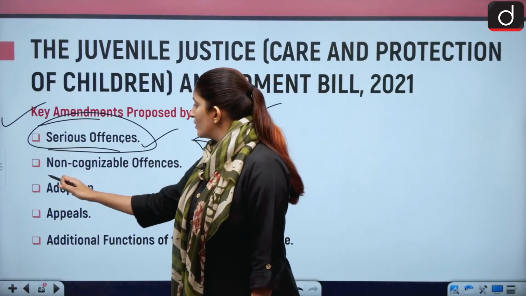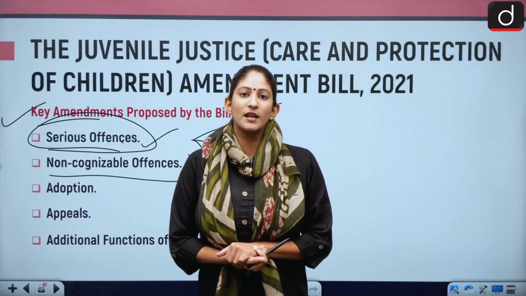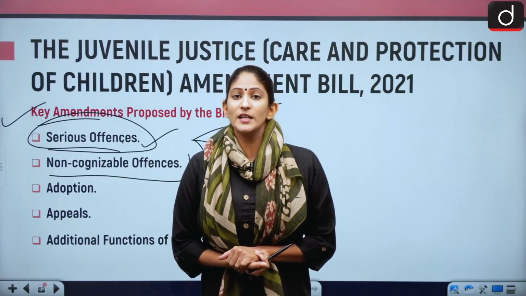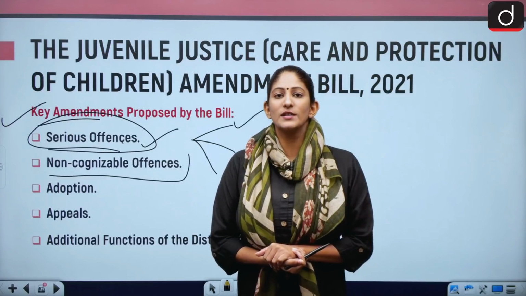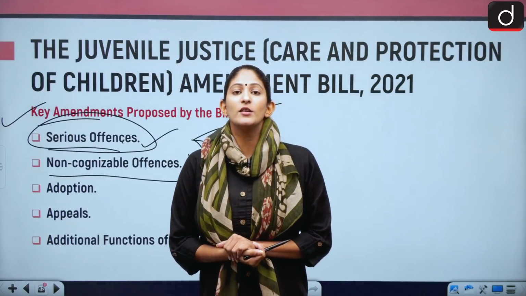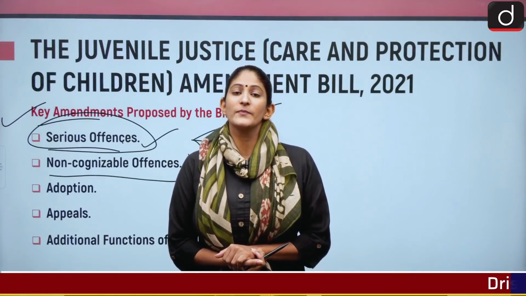It also talks about non-cognizable offences. Cognizable offences are those offences for which arrest can take place without any warrant. So if there is an offence which falls within the ambit of punishment for 3 to 7 years, it will be non-cognizable and not cognizable. Earlier it was cognizable.